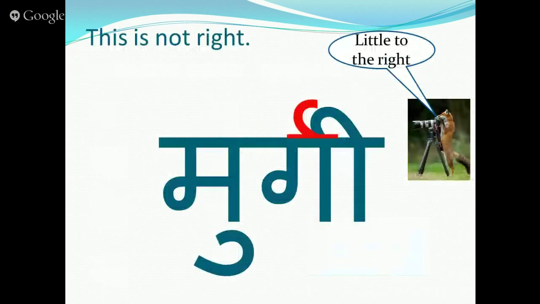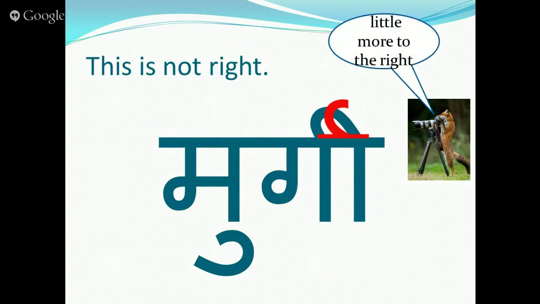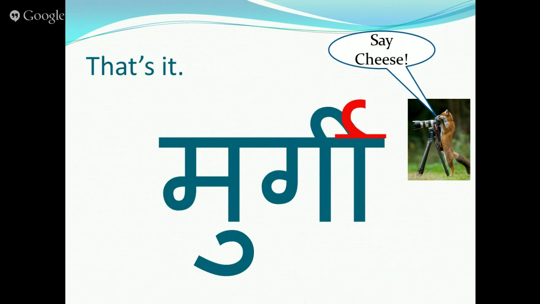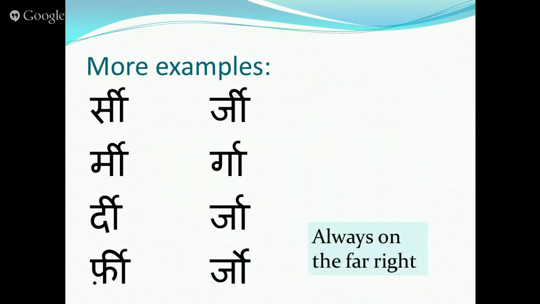So is this the far right? No, it's not. Is this the far right? No, it's the middle. Is this the far right? Yes, it is. So that's where ra goes. Here are some more examples, and you'll notice that ra is always on the far right of the syllable.